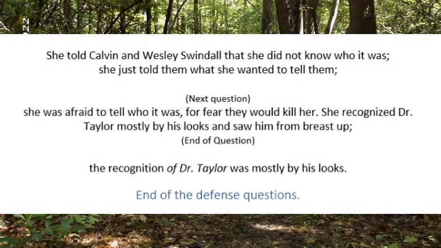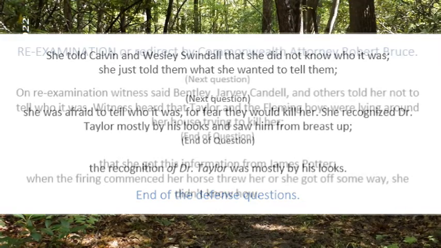Next question. Answer. She told Calvin and Wesley Swindle that she did not know who it was. She just told them what she wanted to tell them. End of question. Next question. Answer. She was afraid to tell who it was for the fear that they would kill her. She recognized Dr. Taylor mostly by his looks and saw him from the breast up. End of question. Next question. Answer. The recognition of Dr. Taylor was mostly by his looks. End of the defense questions.